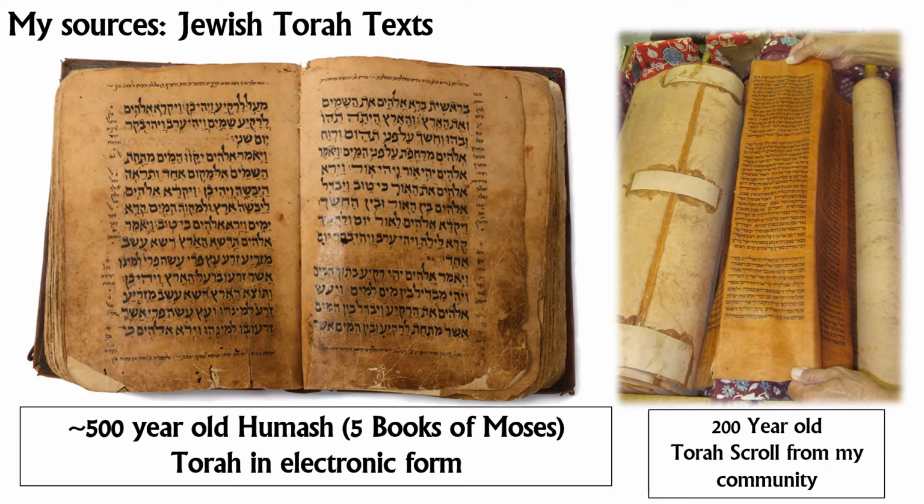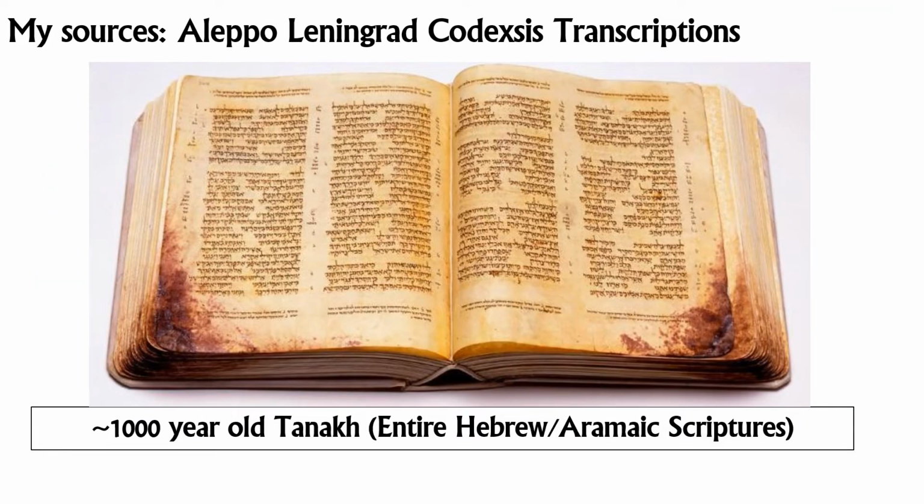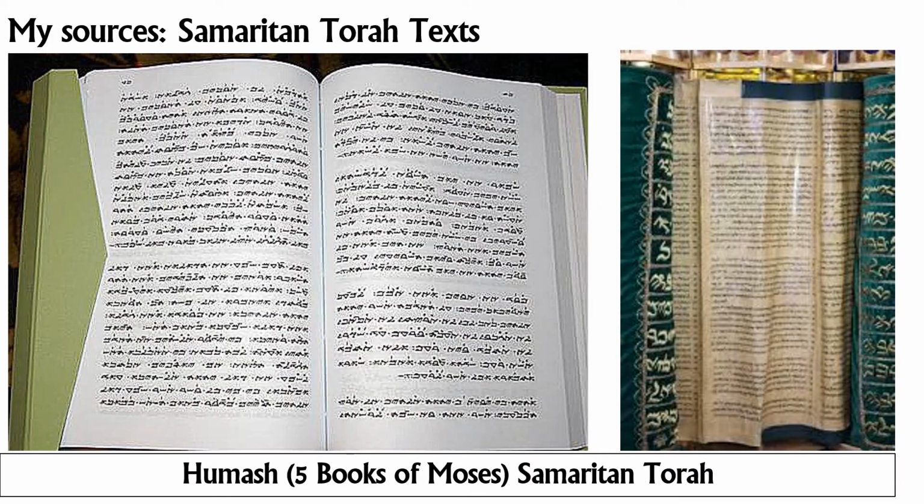Also, I have in digital format a copy of an almost 500-year-old Chumash, meaning the five books of Moses, that is also from Yemen. That was transcribed by scribes in Yemen, and that's the text I use predominantly in this review. I also use the Aleppo and the Leningrad codexes whenever possible on the side. So I try to have a number of sources available to use and review on a daily, weekly basis.